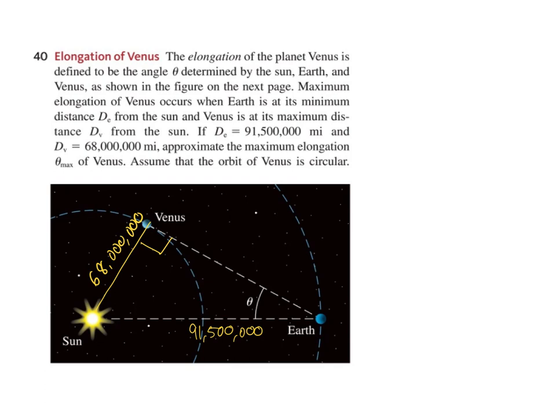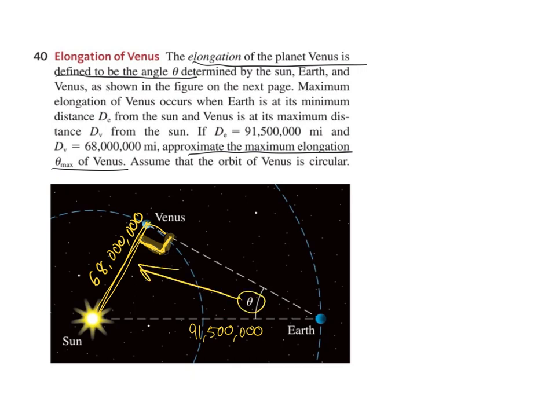Now notice I said elongation of the planet Venus is defined by the angle theta, and that's what this is asking. Approximate the maximum elongation theta. So now what do we have? This is your 90 degree angle right here, because Earth is looking at Venus and it's perpendicular. So there you go. What do we have from this corner?